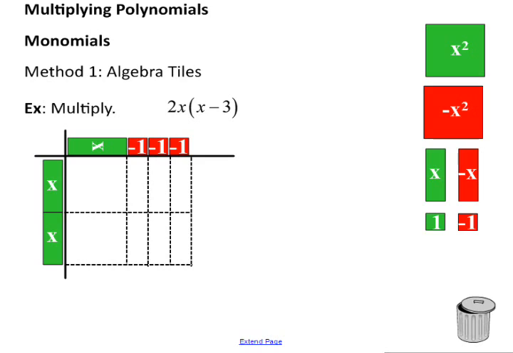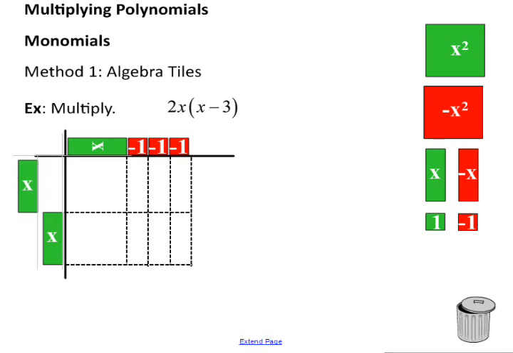So what I did was I represented the 2x along the left-hand side. I've got this x right here, and I've got this x right here. If I add those together, I've got 2 x's. Along the top, I have the x minus 3. So I have my x, and I have my negative 3. So this picture will represent the 2x times x minus 3.